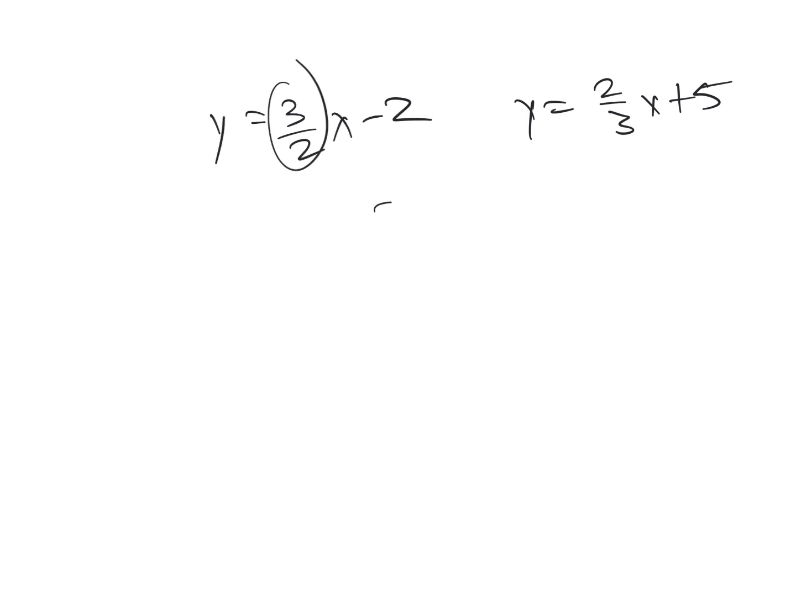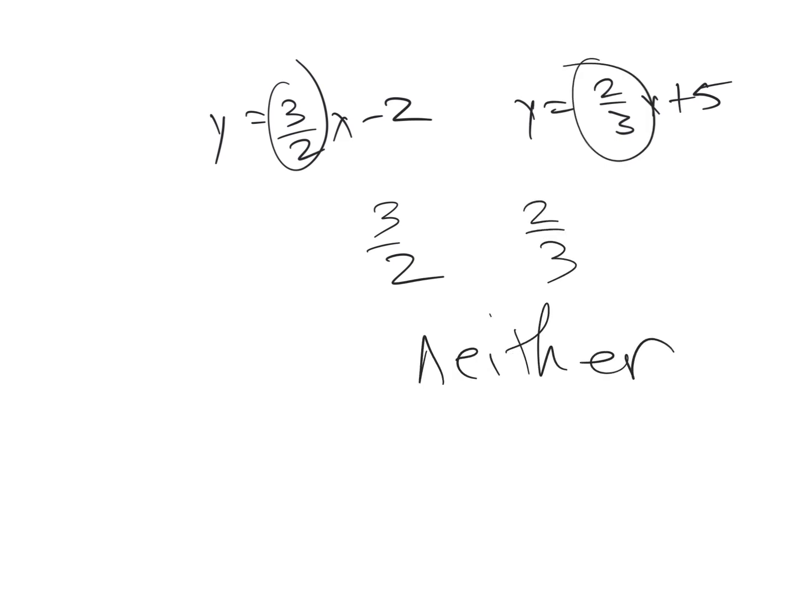All right, y equals 3/2 x minus 2, and y equals 2/3 x plus 5. Parallel, perpendicular, or neither? That slope is 3/2. This slope is 2/3. This is neither. If you're going to say perpendicular, one has to be positive and the other one has to be negative, and they have to be reciprocals. These are reciprocals, but they're both positive.